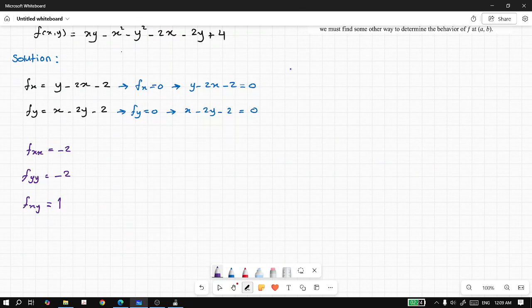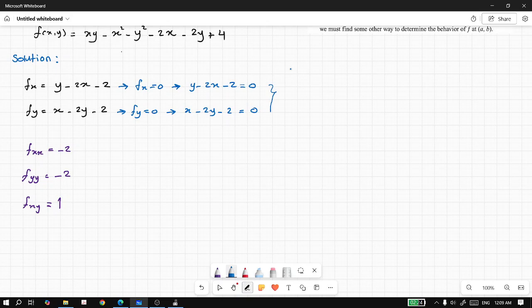Okay, so the example that we have got is f of xy, that's equal to xy minus x squared minus y squared minus 2x minus 2y plus 4. So we're having the solution again, finding first partial derivatives f sub x and f sub y, and then we are equalizing it to 0. When we equalize these first partial derivatives to 0, we cannot get the value of x and y directly from these partial derivatives.